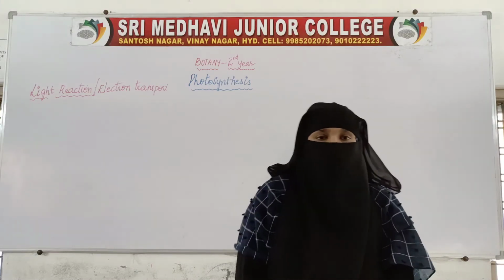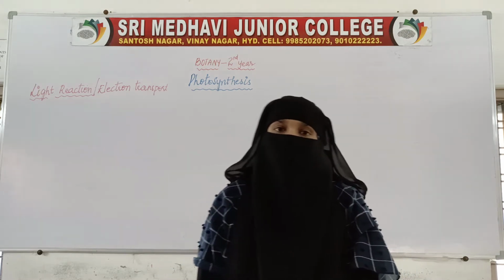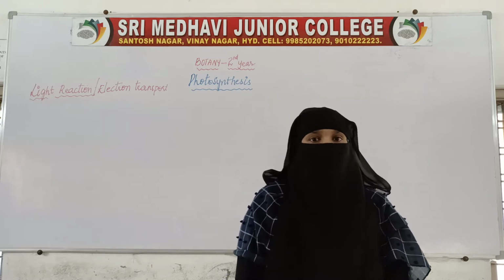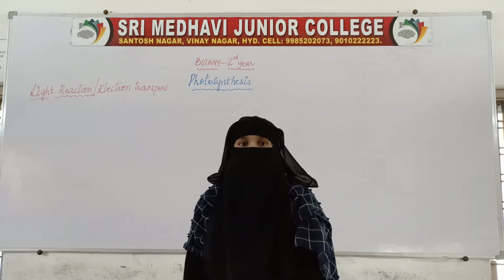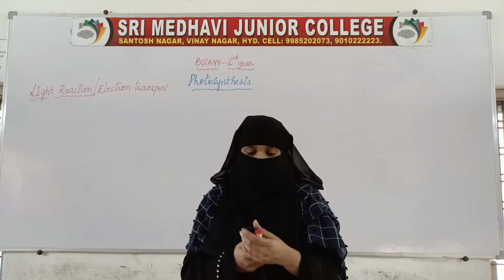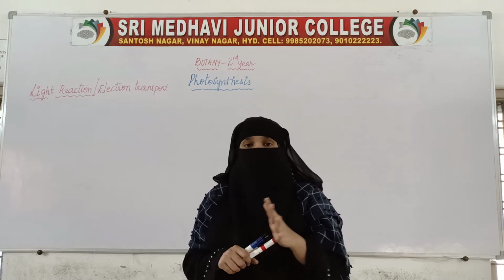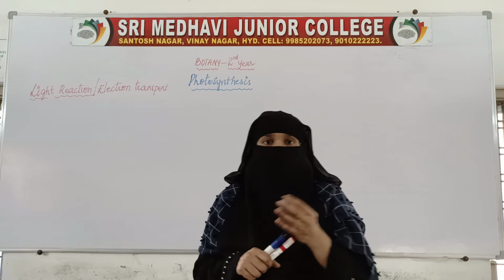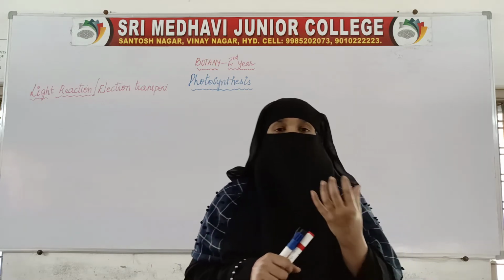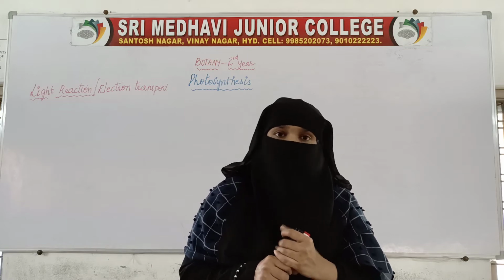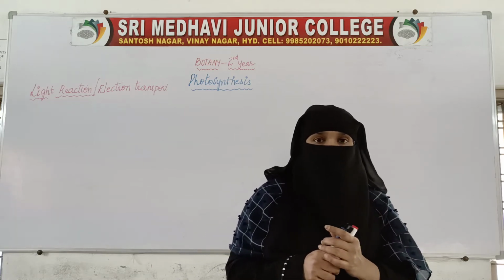Welcome everyone. In the previous class we have seen what a photosystem actually is. Photosystems help in the process of photosynthesis. A photosystem is nothing but the antenna complex plus the primary electron acceptor together.